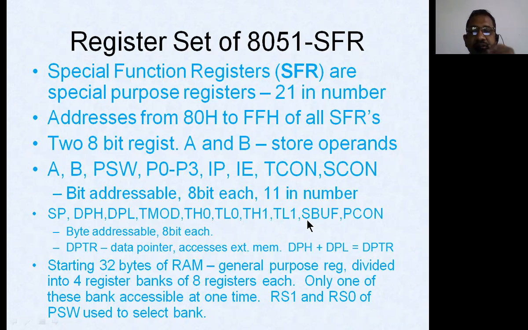The serial buffer register is known as a temporary register normally used to perform the serial communication from the 8051 microcontroller. You can transmit 1 bit of information, you can receive 1 bit of information via this serial buffer register. Then the PCON register, the power control register. Once again, all these can be addressed by byte. DPTR is basically used as a data pointer register. It can be used to access the external memory.